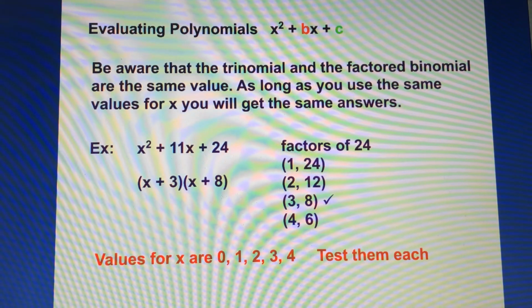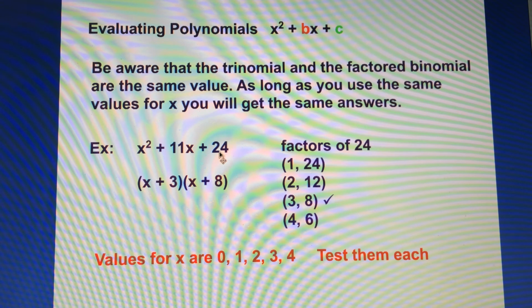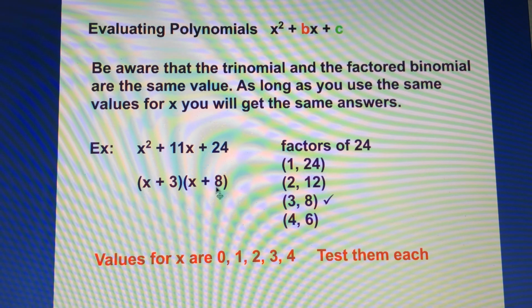When evaluating the polynomials, be aware of the trinomial and the factored binomials. So here's your trinomial. In chapter 6, we took binomials and created trinomials. Be aware that these two equal each other, as long as you are using the exact same x values. So if I decide that x is 0 and I put in 0 for all the x's, this trinomial will equal this set of binomials.